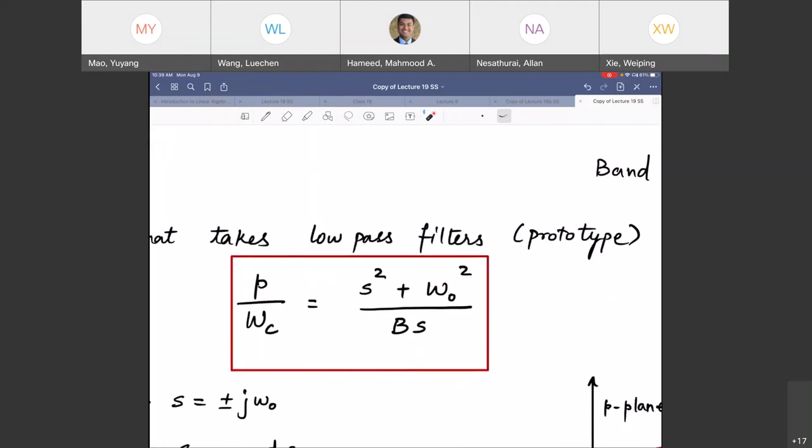Now, this particular transformation is derived using circuit elements. How would you design a low pass filter using circuit elements? Well, you will have an L and a C. How do you design a band pass filter? Again, you will have an L and a C, but you will have a resonant frequency. You will have an RLC or LC that will be designed in such a way that they resonate. Using those circuit elements, you can actually derive this particular transformation. We are not going to do that.